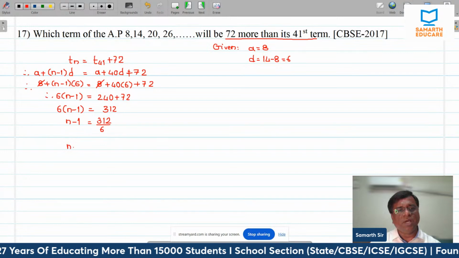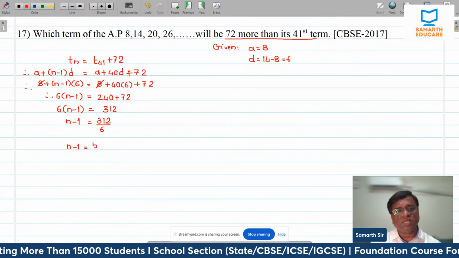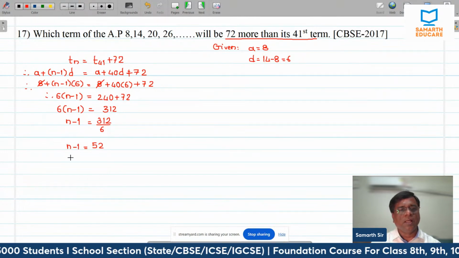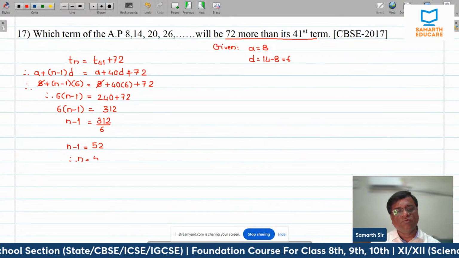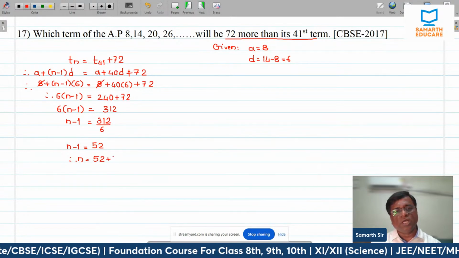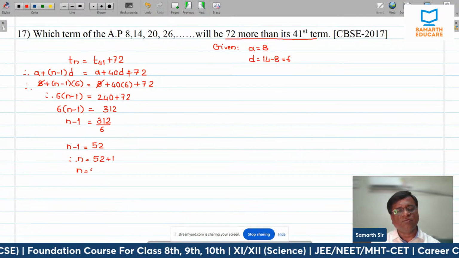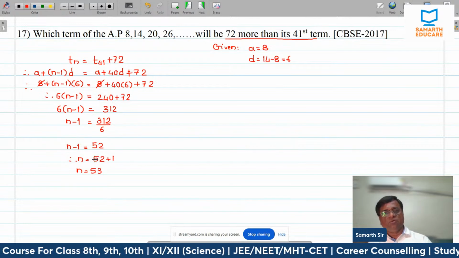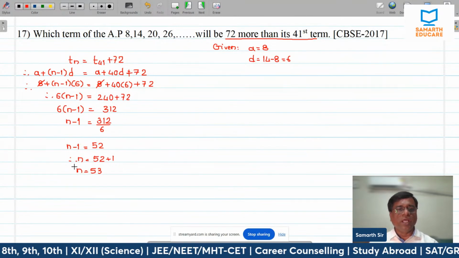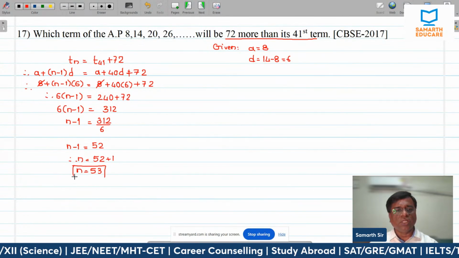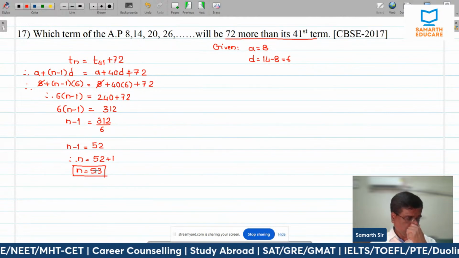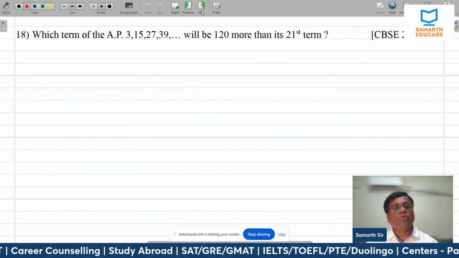So we have n minus 1 is 6 5s are 30, 6 2s are 12, and the value of n becomes 52 plus 1. So the value of n is 53, right? So here the n term, meaning the value of n, is coming to 53. All right, let's come to the next question.